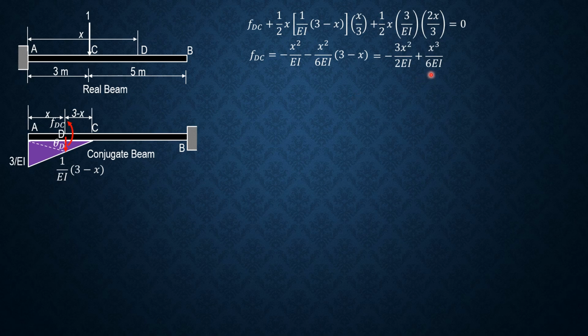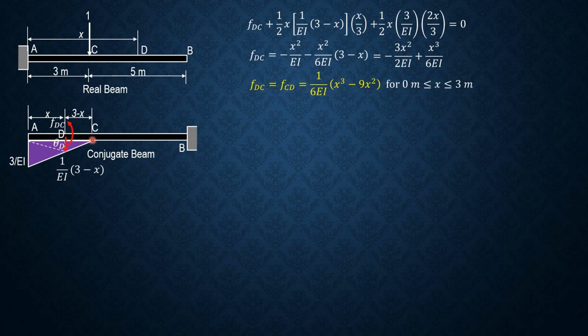So factoring out 6EI, then FDC, which is equal to FCD also, is 1 over 6EI, quantity x cubed minus 9x squared, for 0 meter less than or equal to x less than or equal to 3. So this equation is applicable only from 0 to 3 meters.